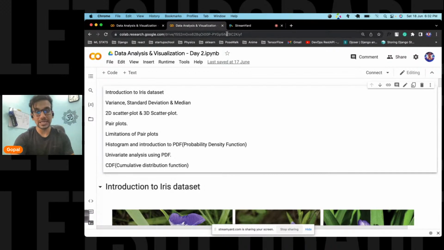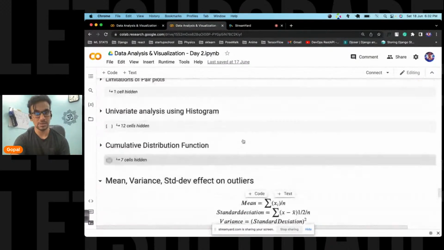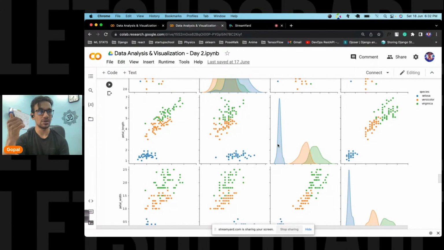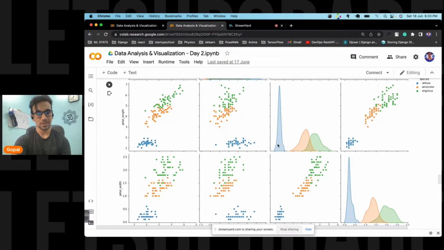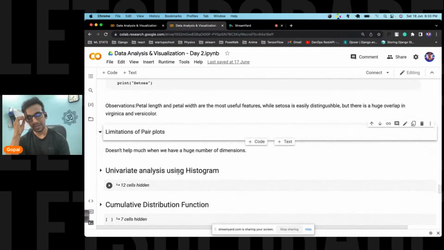All right, so where exactly we were at a certain point, right? You understood what your pair plot was all about, and how you can utilize the pair plot when you don't have three-dimensional data, or when you have more than three-dimensional data. In that case, you can definitely go with the pair plot. But there are some limitations, though. What exactly are the limitations? In pair plots it doesn't help much when we have a huge number of dimensions.